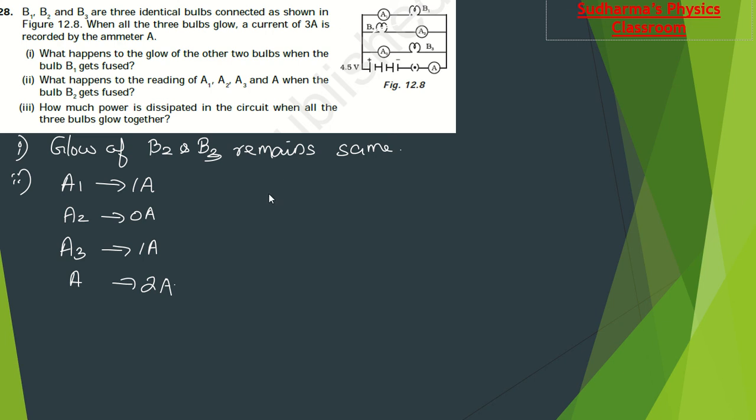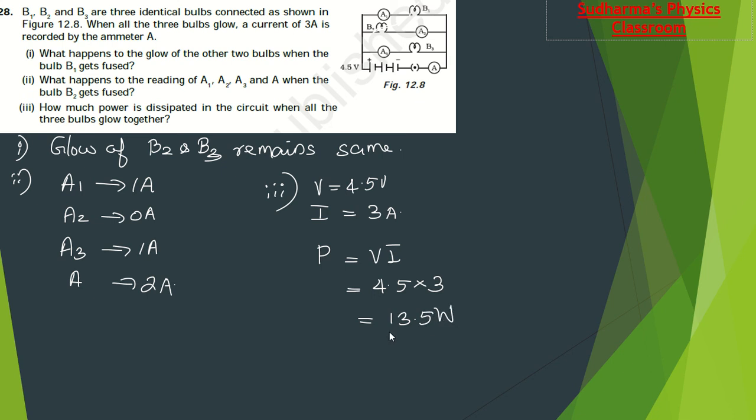Okay. Now part 3. How much power is dissipated in the circuit when all the 3 bulbs glow together? We have voltage given here. V is equal to 4.5 volt and current when all the 3 bulbs glow together is given as 3 amperes. So we have the equation P equals VI. V is 4.5 volt and current is 3 ampere. So you will be getting 13.5 watts. The unit of power is watt. Okay, so hope you understood all these solutions.